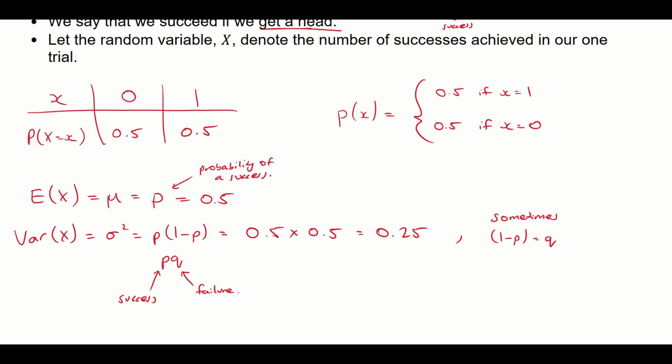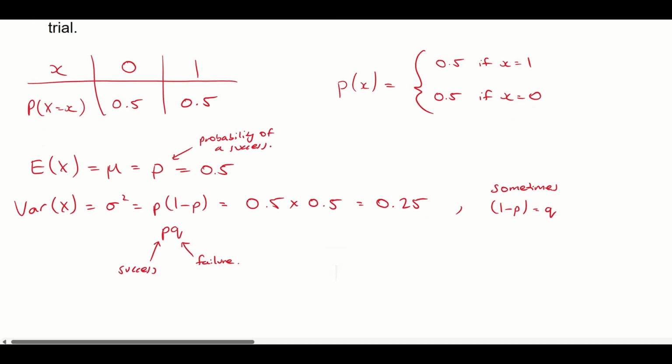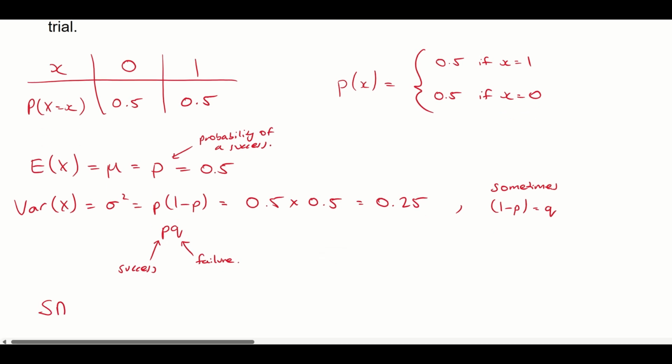So that's kind of what's happening there. We can also calculate the standard deviation. The standard deviation of our random variable x is just sigma, which is the square root of the variance, which we calculated to be 0.25. And the square root of 0.25 is just 0.5.